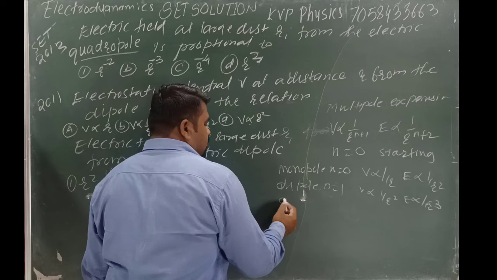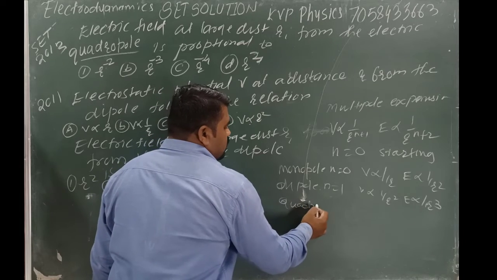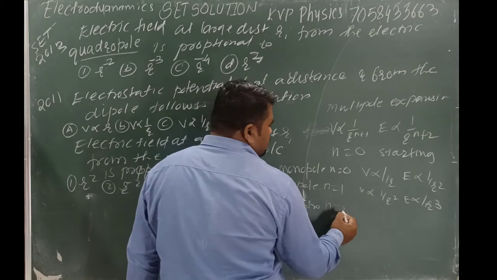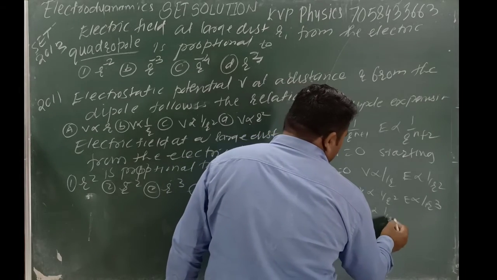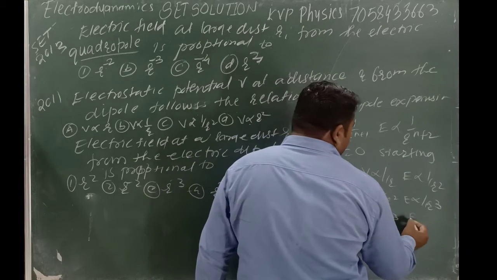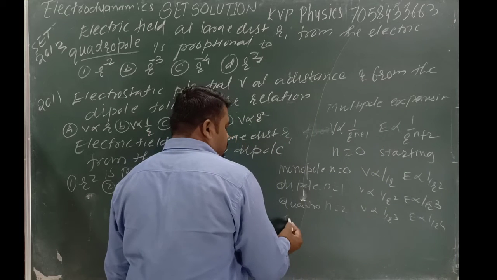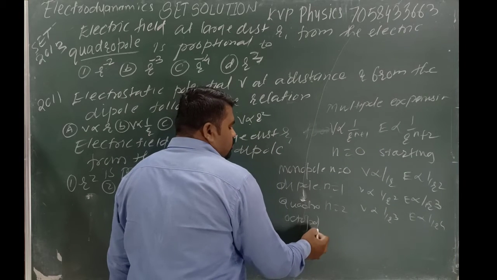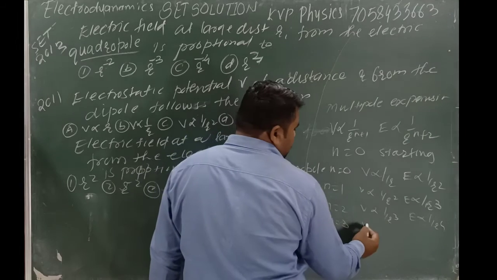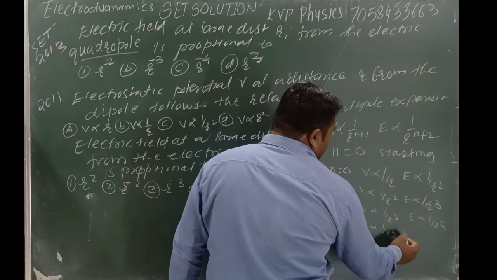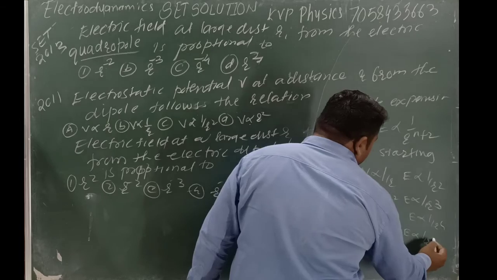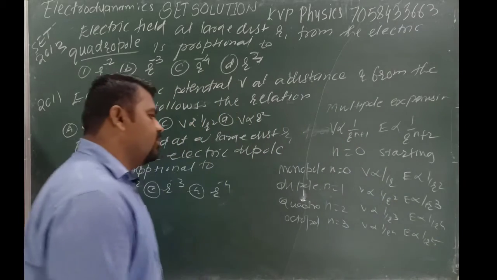Next, quadrupole, n is equal to how much? 2. Then potential V is directly proportional to r to the power 3, and electric field is directly proportional to r to the power 4. And for octopole, n is equal to how much? 3. Then potential V is directly proportional to r to the power 4, and electric field is directly proportional to r to the power 5.